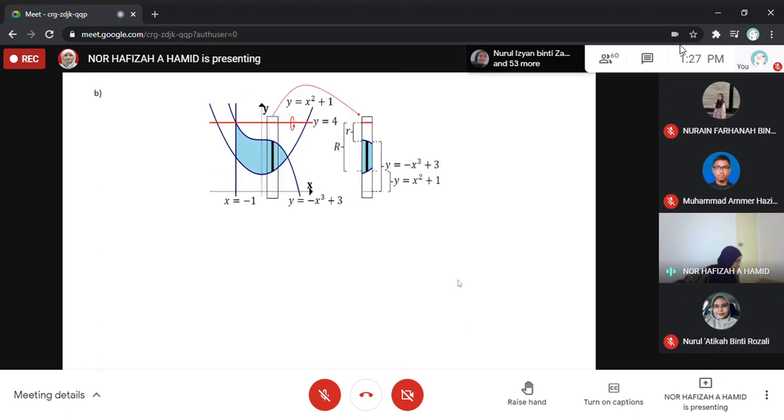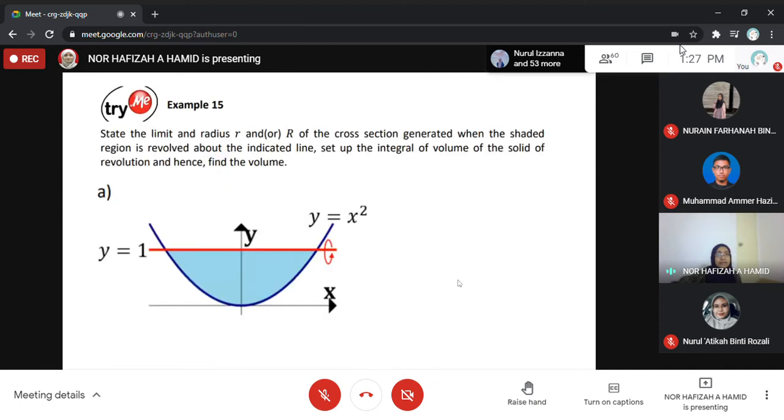Next example 15. Okay, so example 15 ini, we need to state the limit and radius. Okay, so the revolve about the indicated line. So kalau untuk yang A, the revolve at y equal to 1. Okay, so ni pun dia tak state method. So exam pun sama, maybe dia state ataupun tak state method. So you kena tahu macam mana determine method dia. Okay, so untuk example 15A, dia nak revolve at y equal to 1.